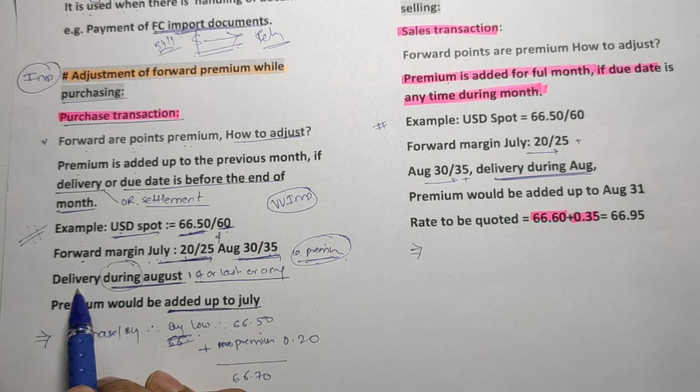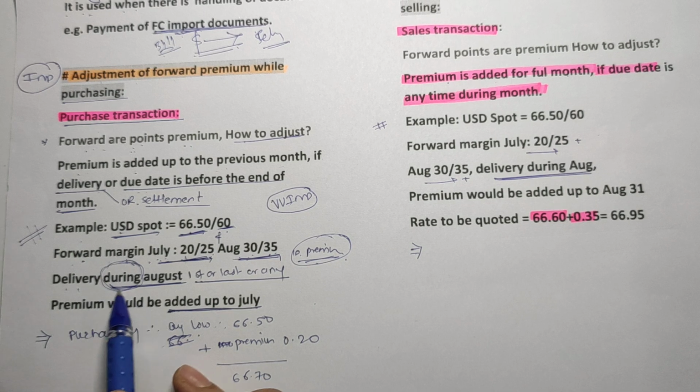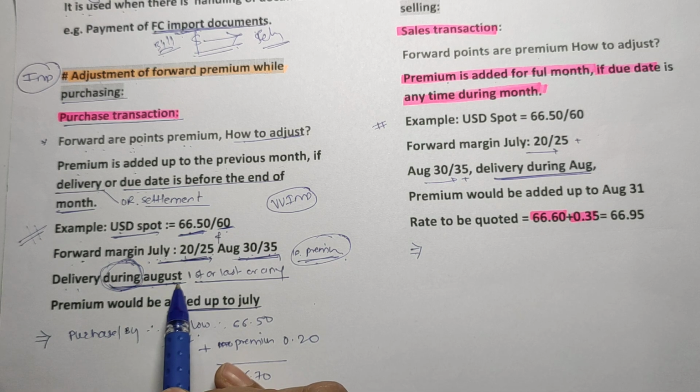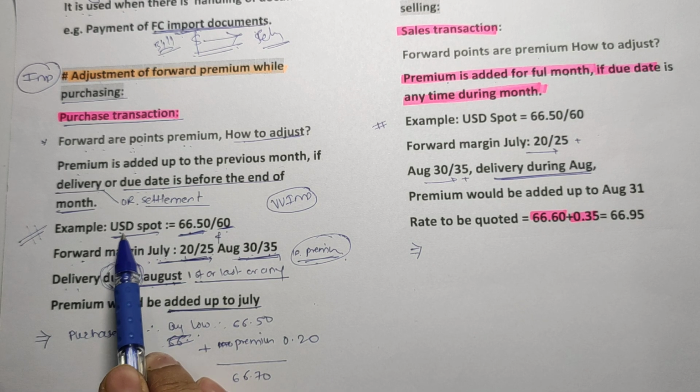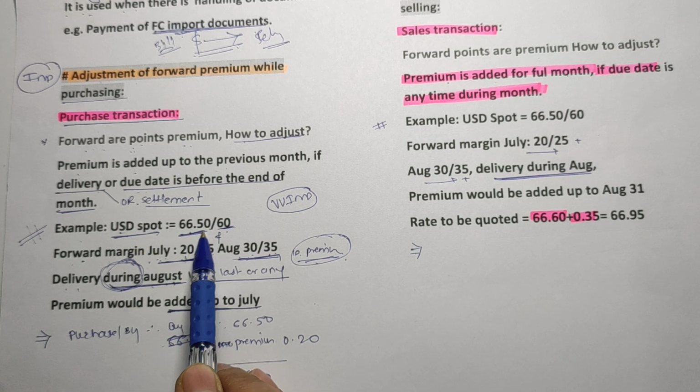And now they are saying delivery or the settlement is during August, but we don't know when during August. It may be 1st August, it may be 30th of August, or it may be 15th of August, any time during August. So in that case, see here they have given a direct rate, that is $1 is equal to 66.50 and 66.60.